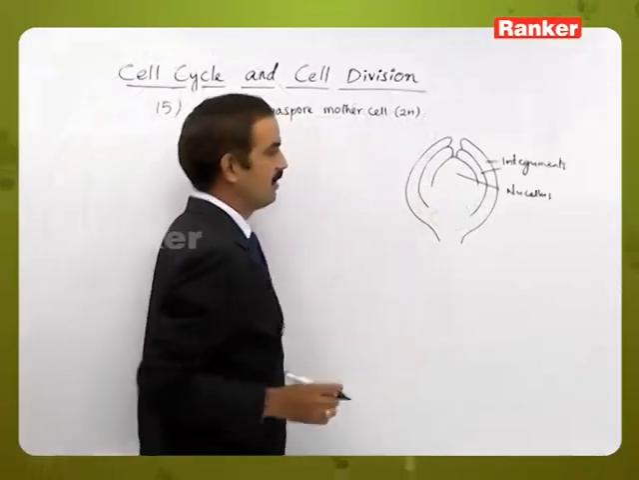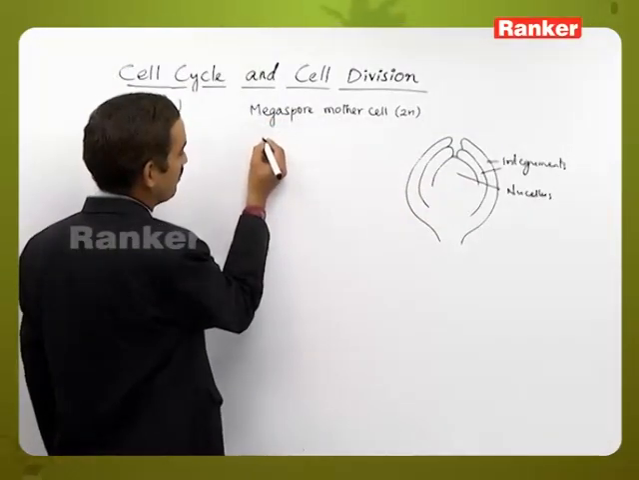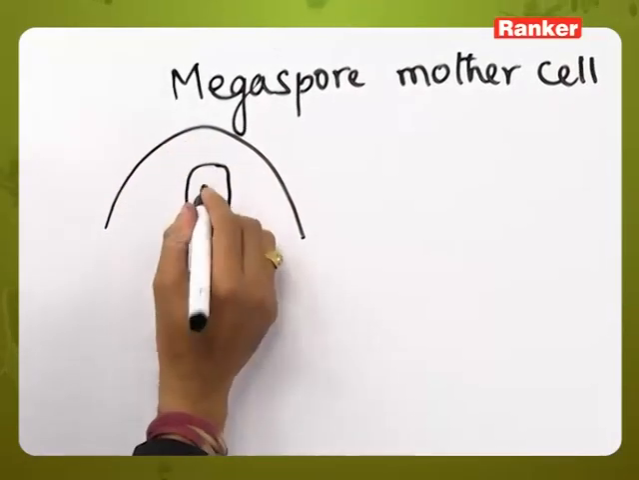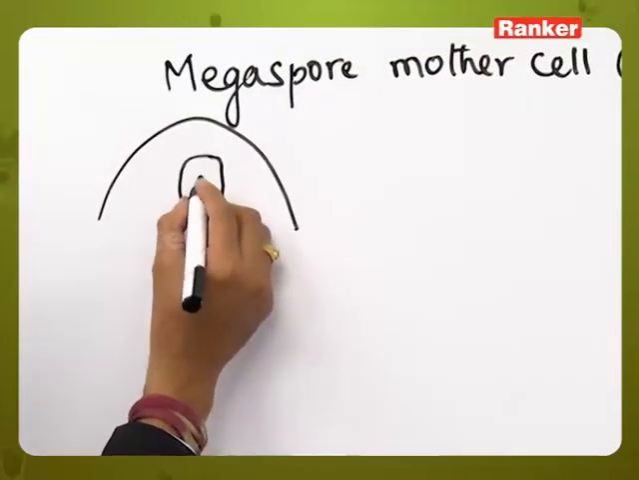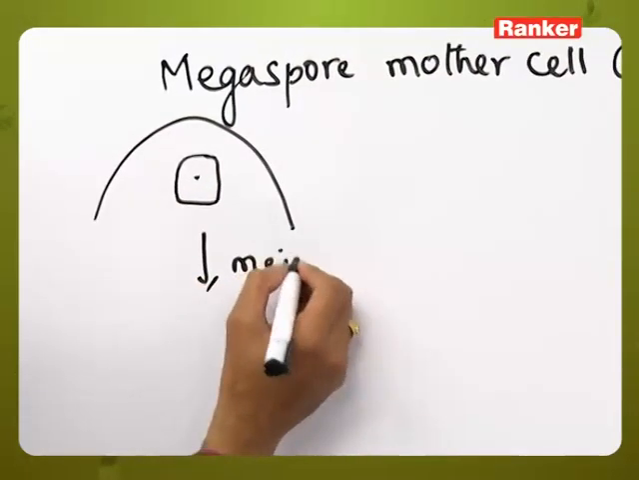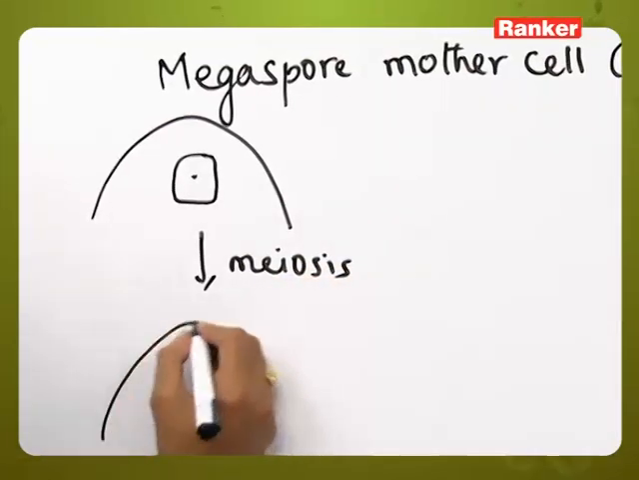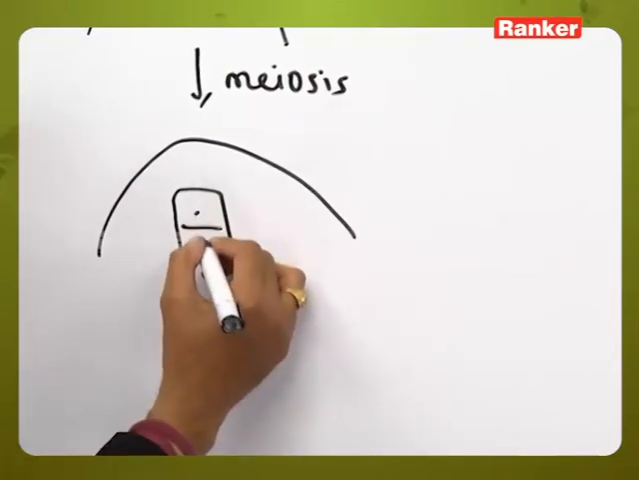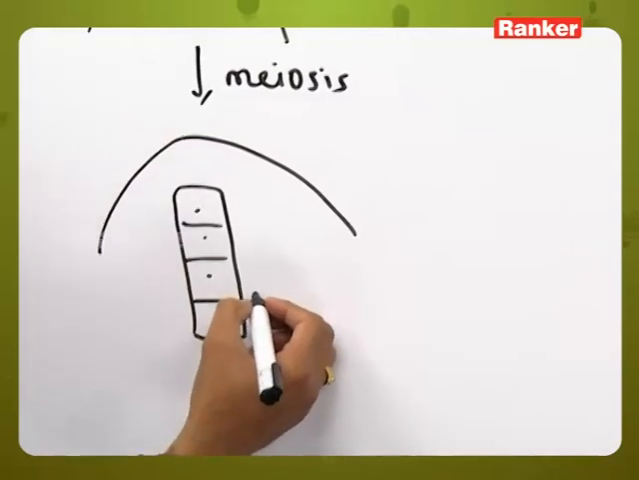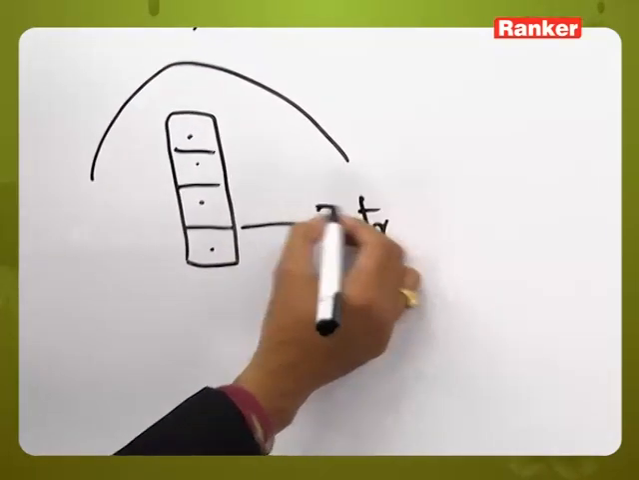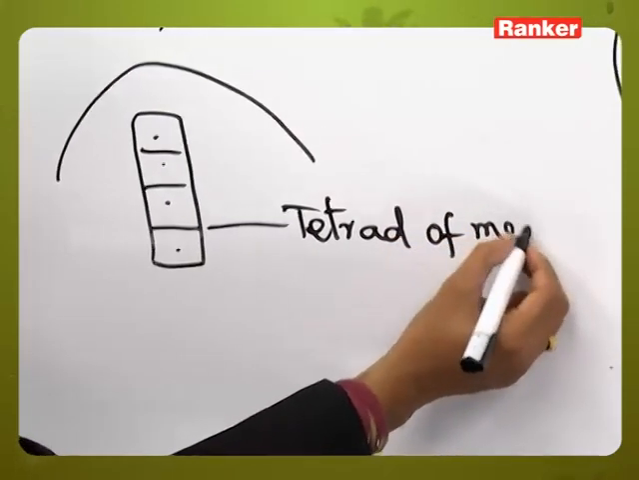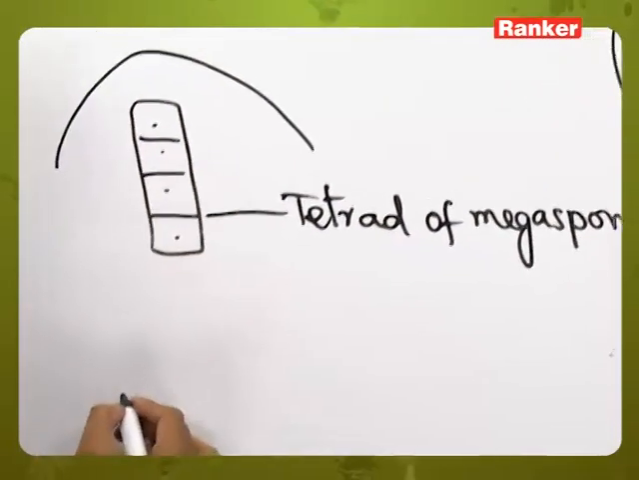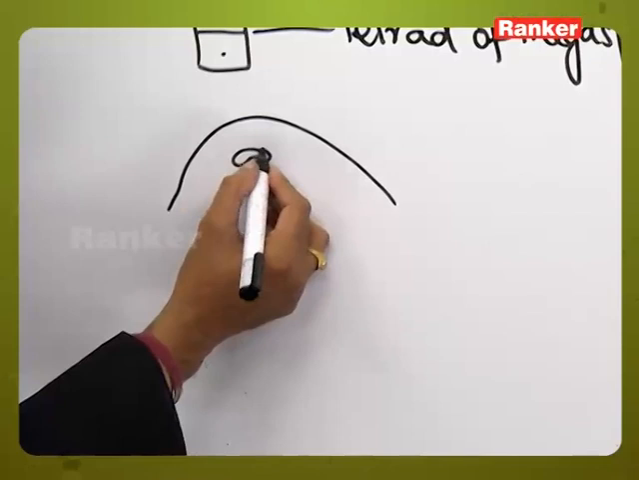Inside the nucellus, one cell will be converted into the megaspore mother cell. It is actually a diploid cell. This will divide by meiosis and form a linear tetrad of megaspores like this. Here 4 haploid cells will be formed. Out of these, the upper 3 will degenerate, and only the functional megaspore will be left.